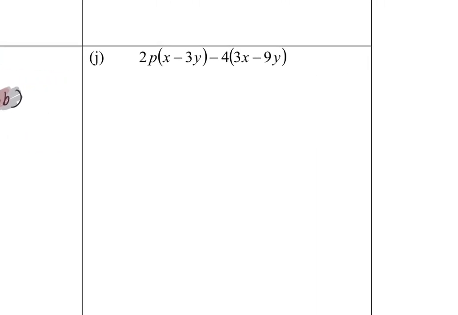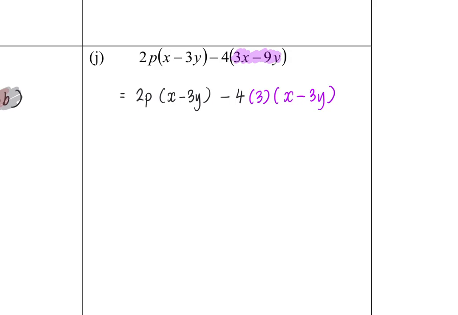Part J. It's an interesting question. Okay, so before I do anything, I saw that for this, there is actually a common factor 3, yeah? So I'm going to just copy the question as it is first, before I do anything. And I'm going to extract out 3 as the common factor, and I'm left with x minus 3y.